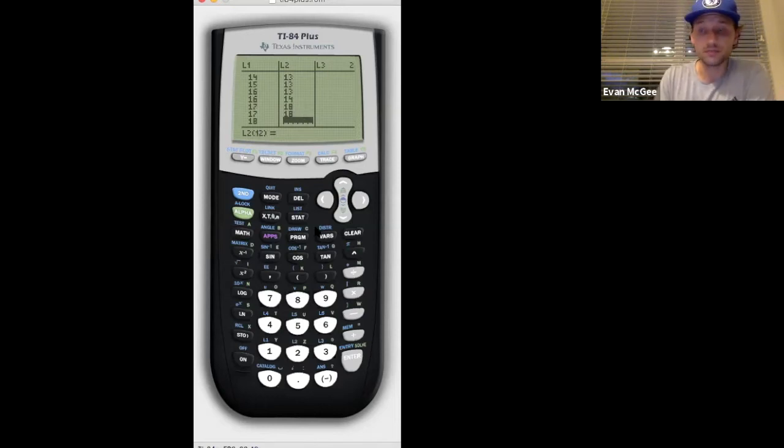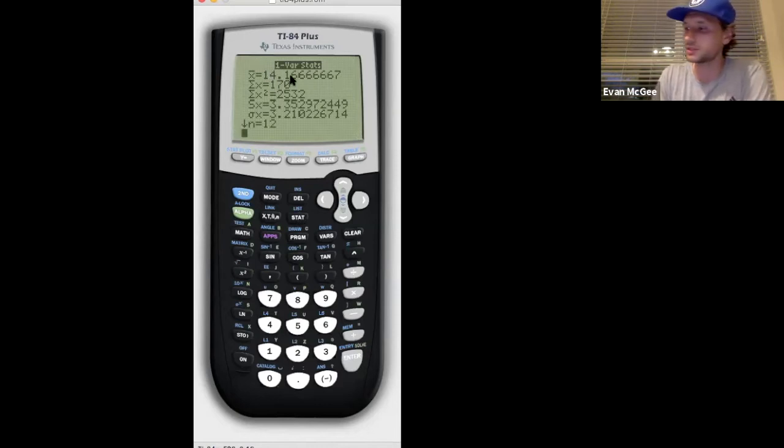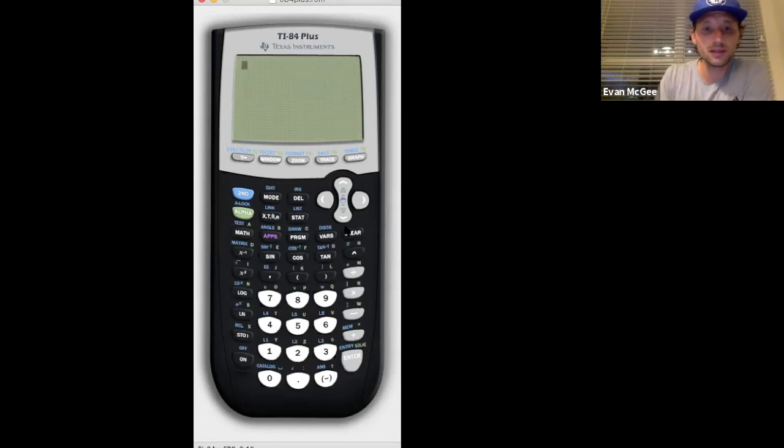So to calculate the mean, without just adding them up and dividing by the total, if you hit Stat and scroll over to Calculate, we want to calculate the one variable statistics for list 1, which is where we put the visual group. So I'll hit Enter, and you can see the mean is 14.16. And I'll probably round that up to 14.17. So X bar, the mean, is 14.17.